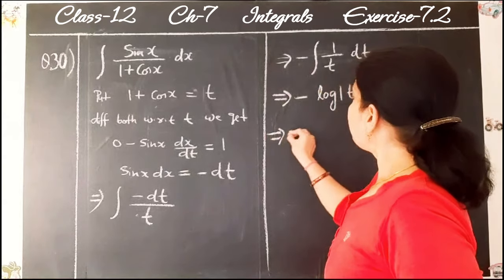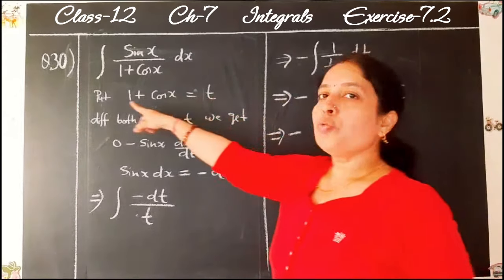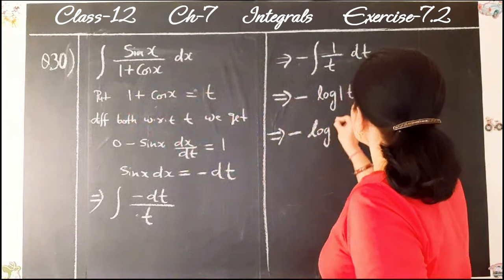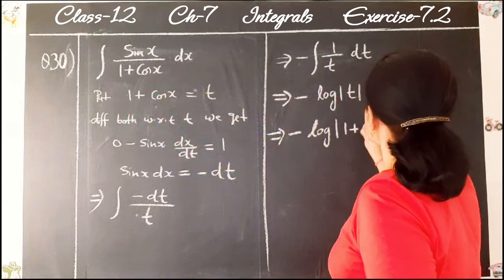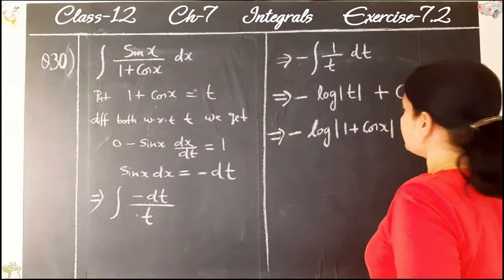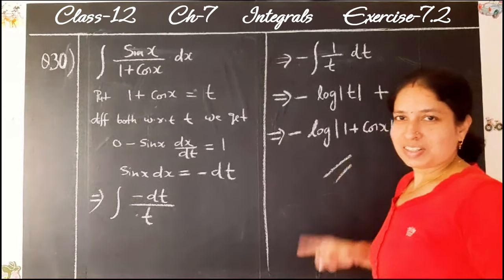Now put the value of t. t is equal to 1 plus cos x. So write here log mod 1 plus cos x plus c. So this is our answer.